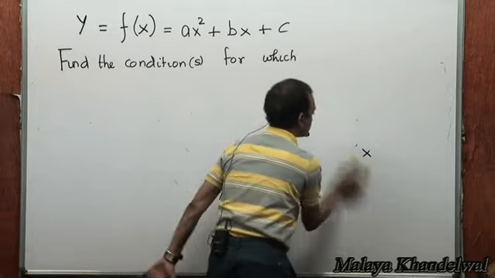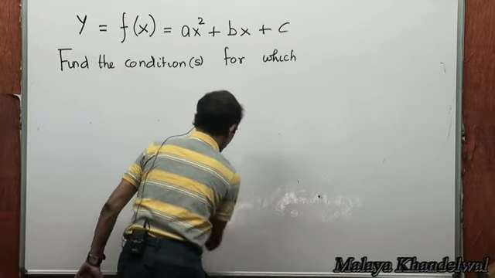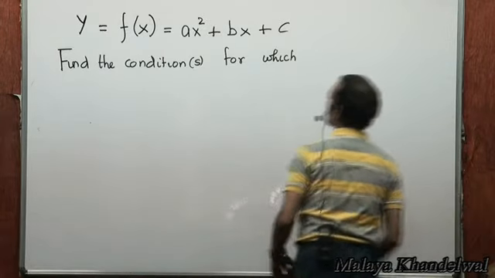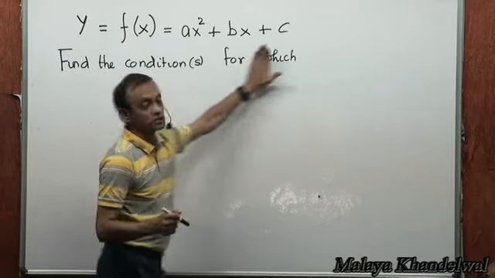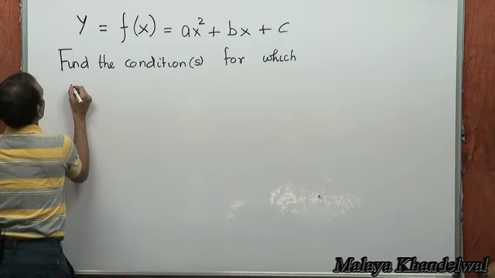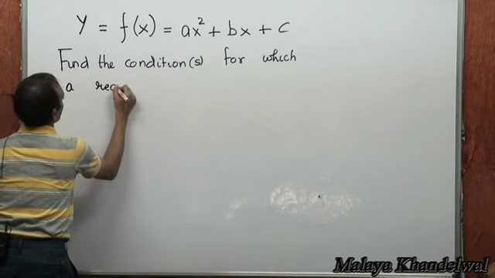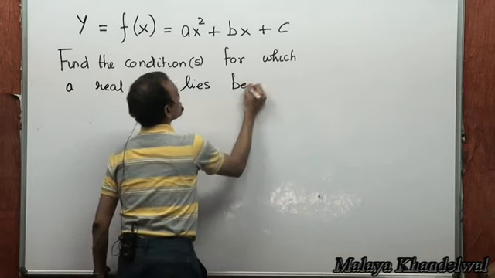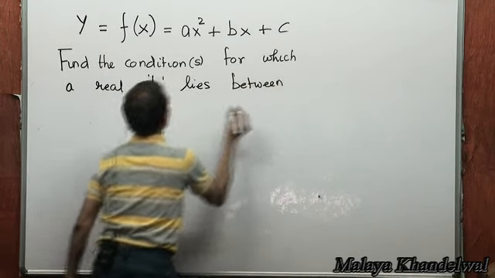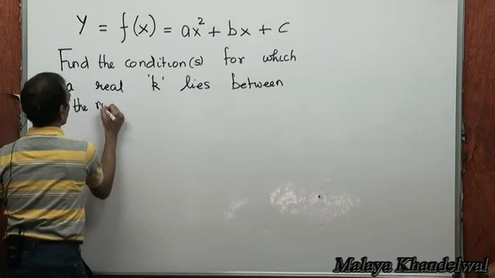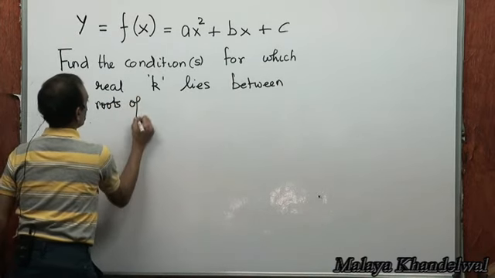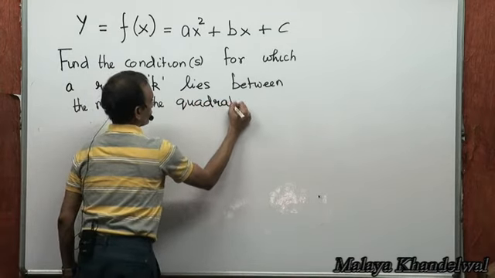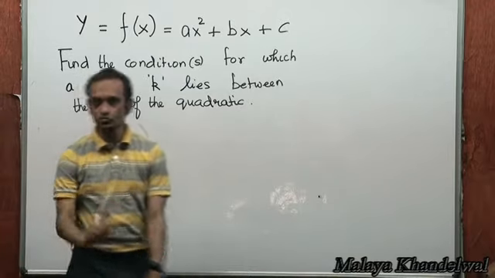Now, say we have: find the condition or conditions for which a real k lies between the roots of the quadratic.